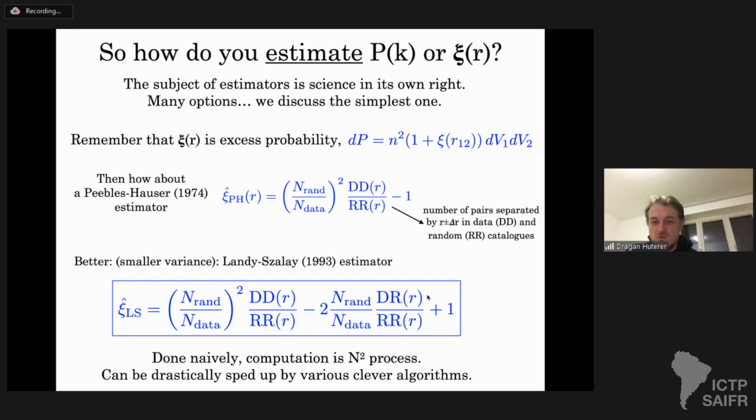And it turns out if you do this kind of slightly more complicated thing, which also in limiting cases has a logical expected answer, you do better. So this is called the Landy-Szalay estimator. This is a research level formula you can apply, and it's as easy to run as it looks. These are n-squared processes, a bit slow. You can speed them up if you get clever.